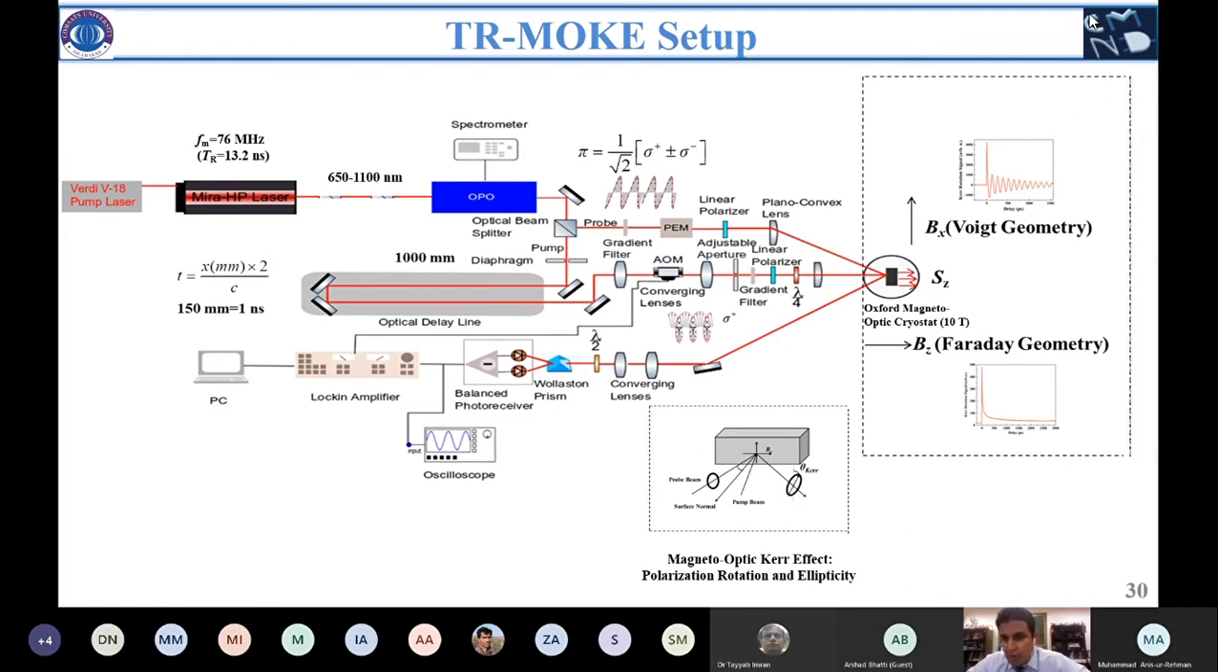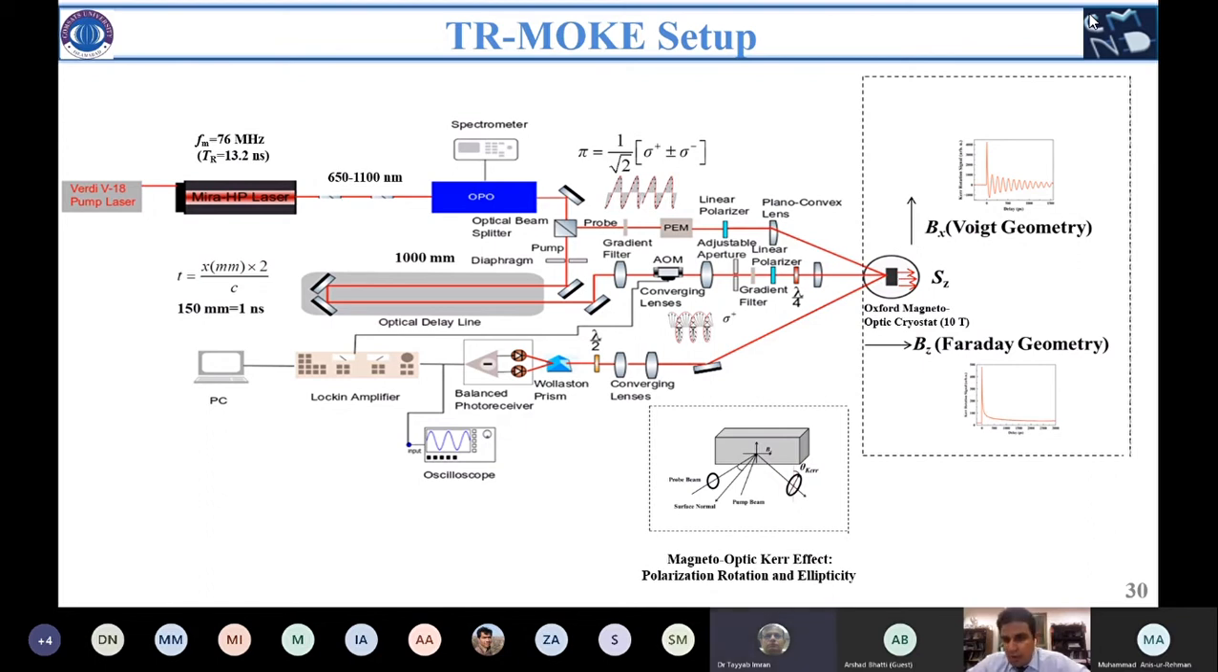And now we come to the cryostat. In the OPO, you are using the BBO crystal, isn't it? TBO, titanium borate, for doubling. Yes, sir, for frequency doubling purposes. Okay.